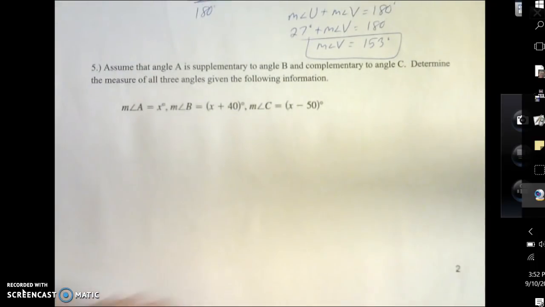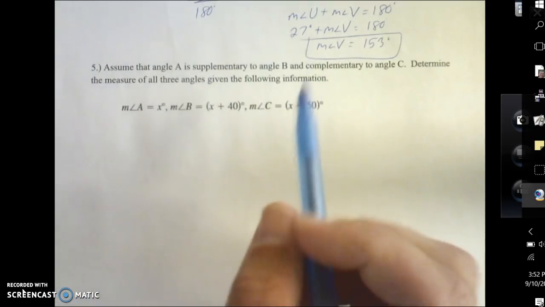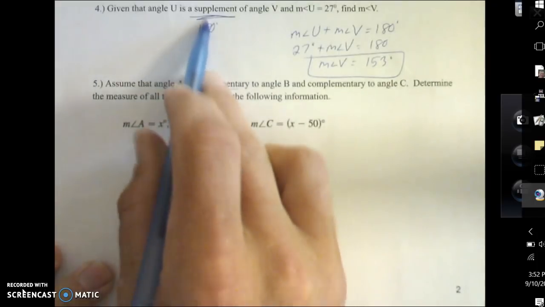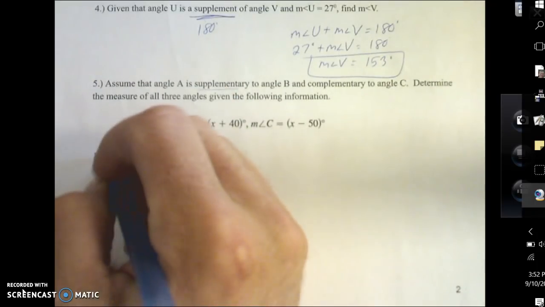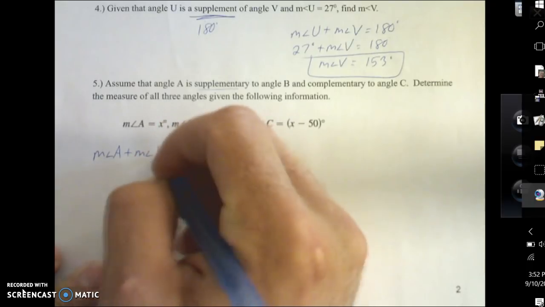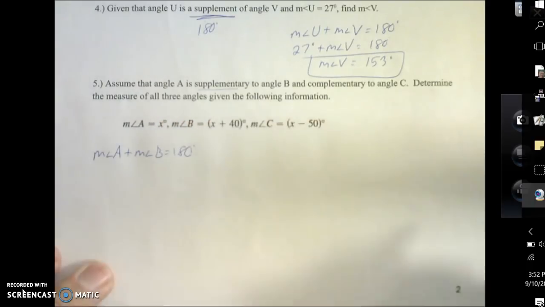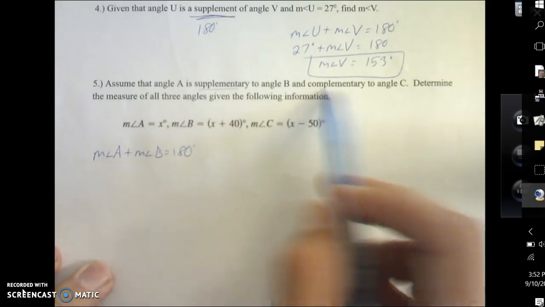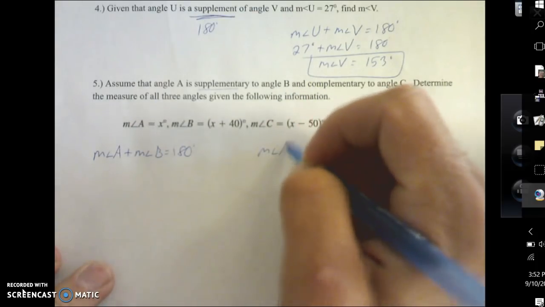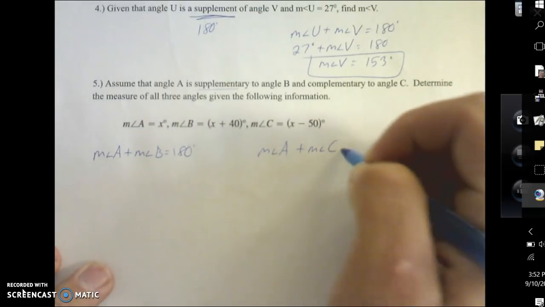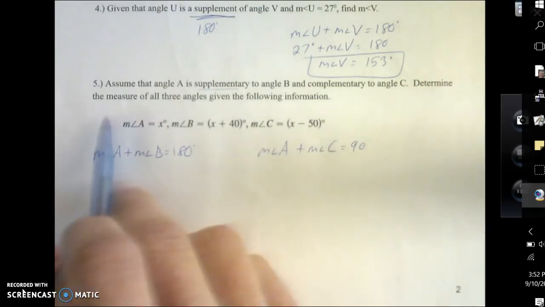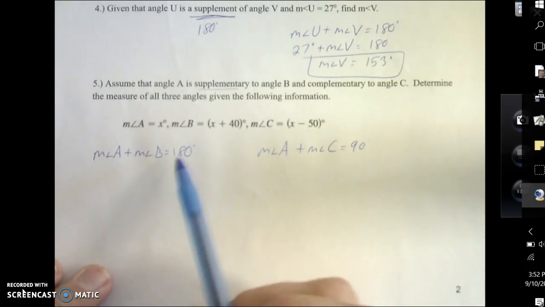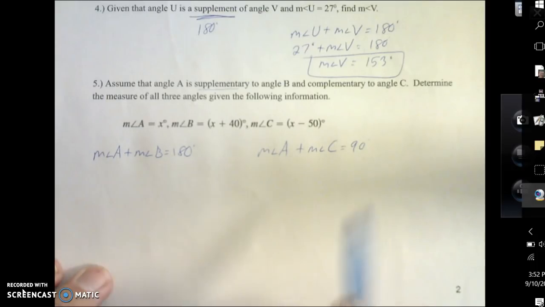Last part here then. Assume that angle A is supplementary to angle B. Alright, so that means that supplementary is 180, okay, from above here. So A and B, the measure of angle A plus the measure of angle B adds up to 180 degrees. Okay, and then it says assume that angle A is complementary to angle C. So A and C add up to 90. Determine the measure of all three angles given the following information. Okay, A is x, B is x plus 40, C is x minus 50.